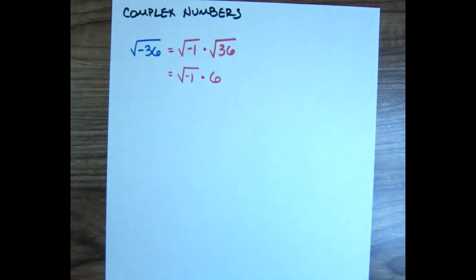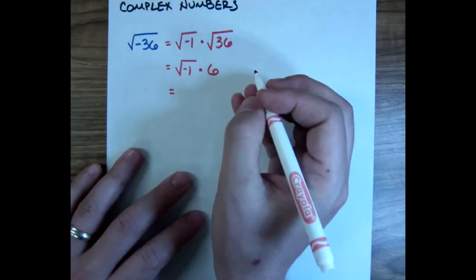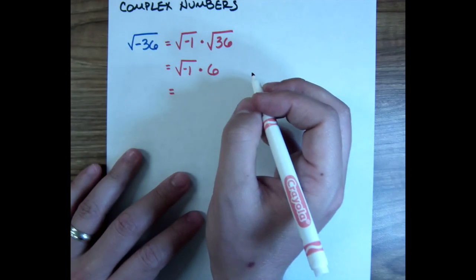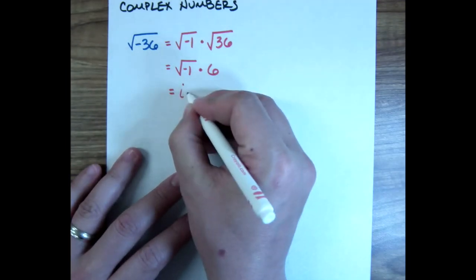So the square root of -1 is clearly the problem, right? It's not a real number. That doesn't mean it isn't a number. It just means it's not a real number. In fact, it is an imaginary number. When we have the square root of -1, we write the letter i, for imaginary.